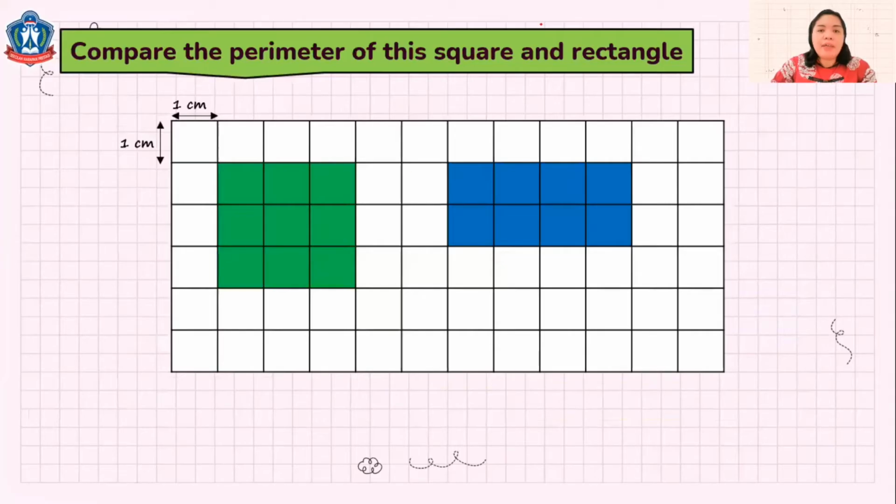Okay, I have here two shapes, a green square and a rectangle. I have here a square and a rectangle. Compare their perimeters. Are they the same, or is the other one bigger or longer in perimeter? Check if they have equal perimeter, or if the other one is longer or shorter than the other.